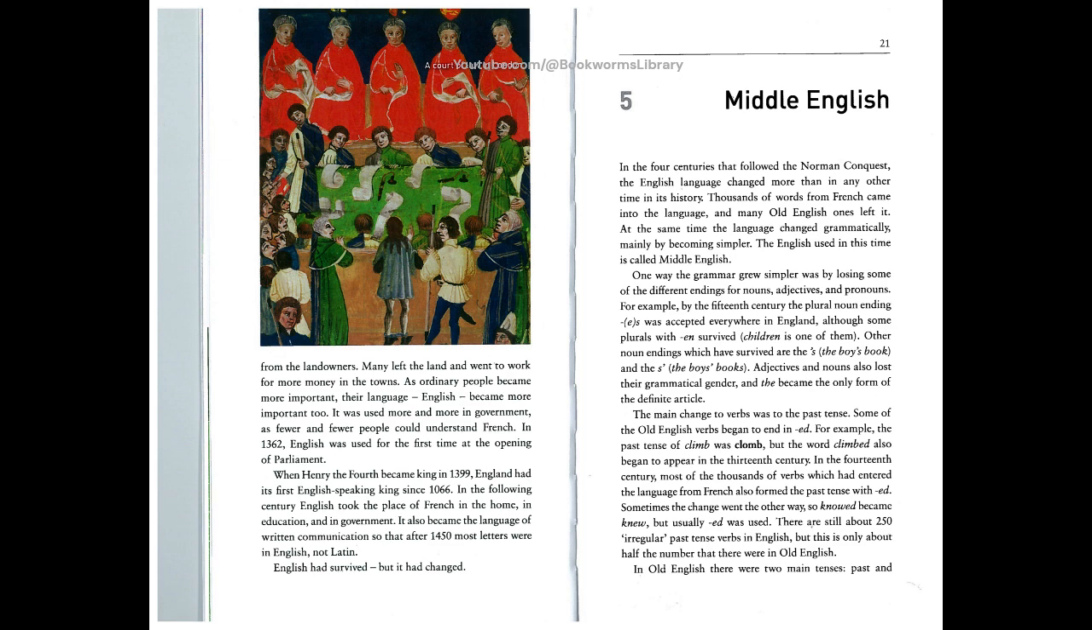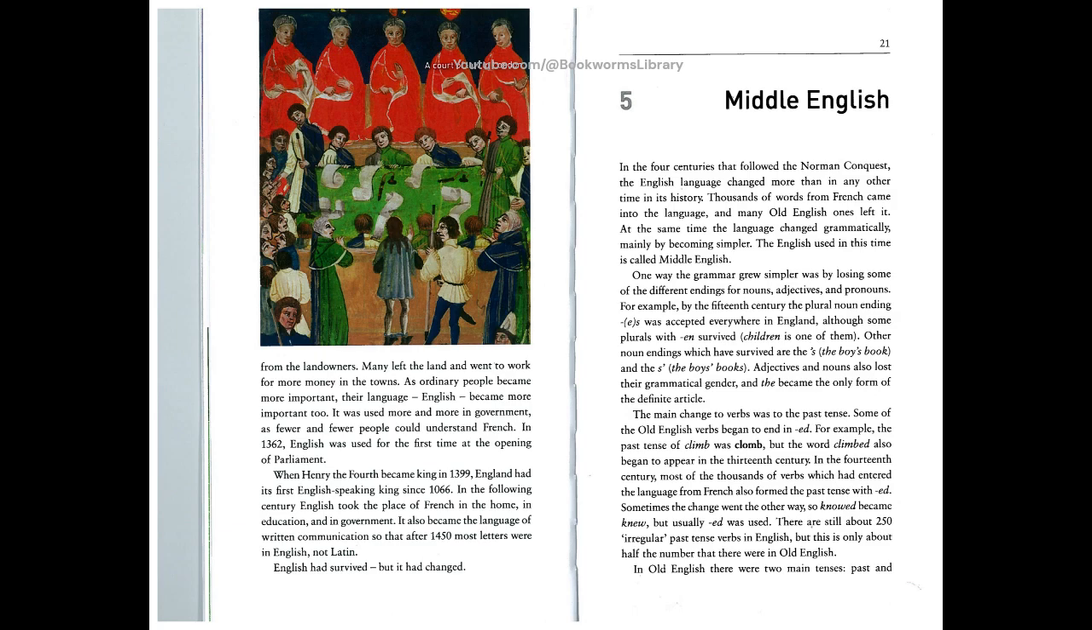The main change to verbs was to the past tense. Some of the Old English verbs began to end in -ed. For example, the past tense of climb was clomb, but the word climbed also began to appear in the 13th century. In the 14th century, most of the thousands of verbs which had entered the language from French also formed the past tense with -ed. Sometimes the change went the other way, so knowed became knew, but usually -ed was used. There are still about 250 irregular past tense verbs in English, but this is only about half the number that there were in Old English.